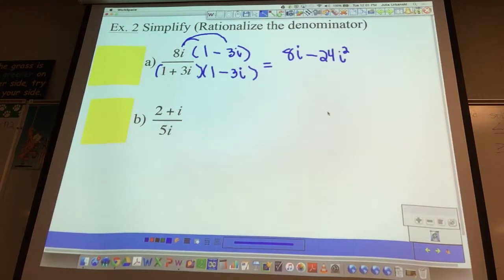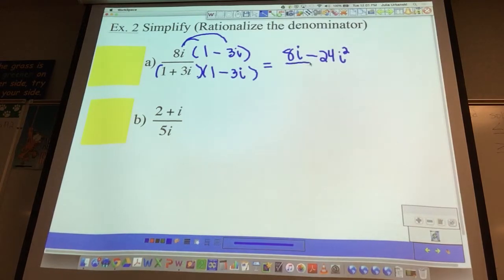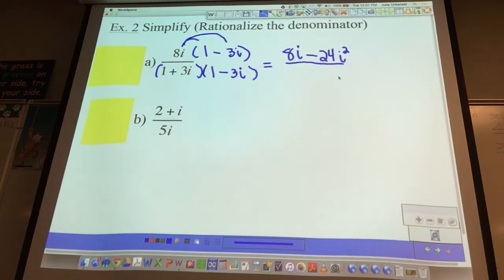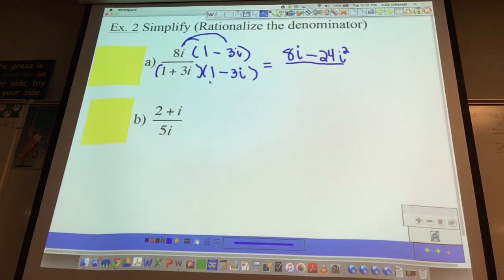Question on that? That's not the answer, right? Correct, that's just the numerator. On the bottom, we do 1 times 1 minus 3i times 3i. So 1 times 1 is 1 minus, what's 3i times 3i? 9i squared. 3 times 3 is 9, i times i is i squared. Question on where that came from?